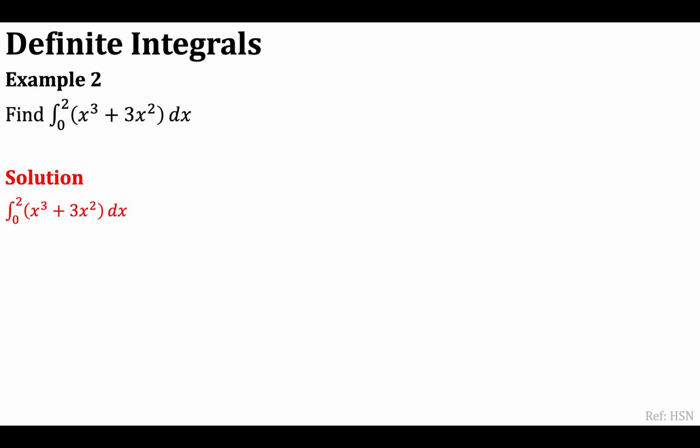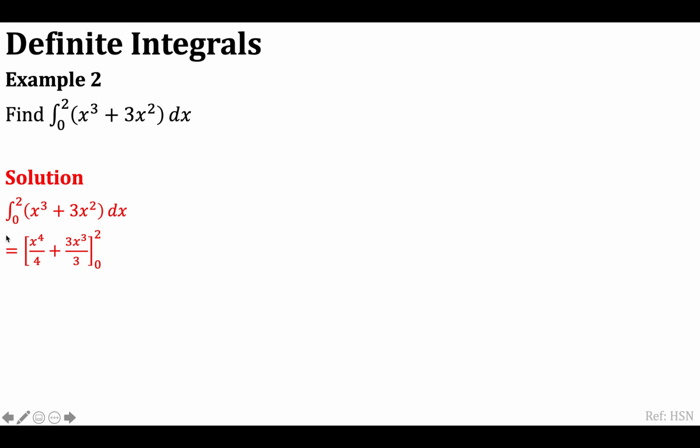Okay, welcome back folks. So now for example 2. We want to find the integral between 0 and 2 of x cubed plus 3x squared with respect to x. As always, we're going to first integrate this function, and it's ready to be integrated at the moment. That will give us x to the power 4 all over 4 plus 3x cubed all over 3. And I have integrated that. My limits are 0 and 2 here, so I need to remember to put that in.